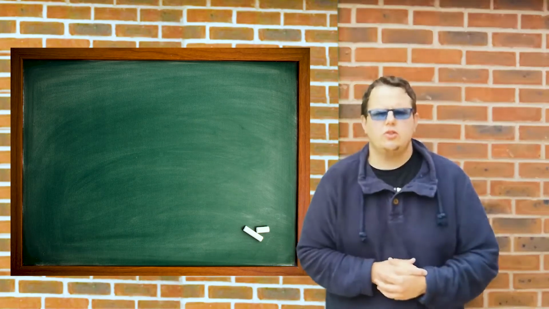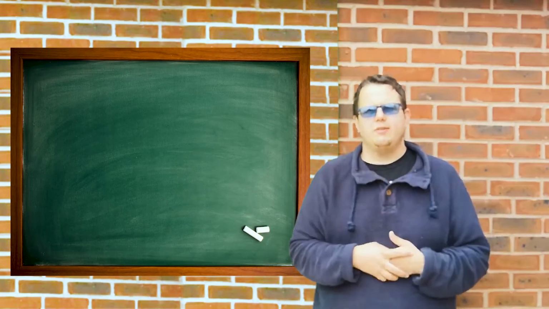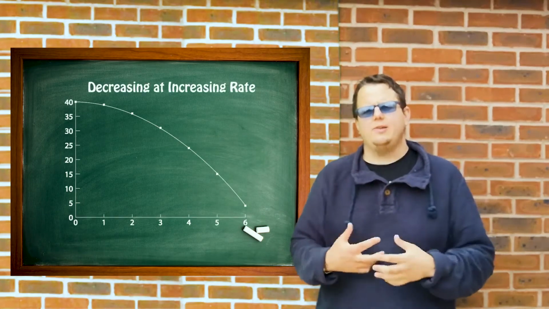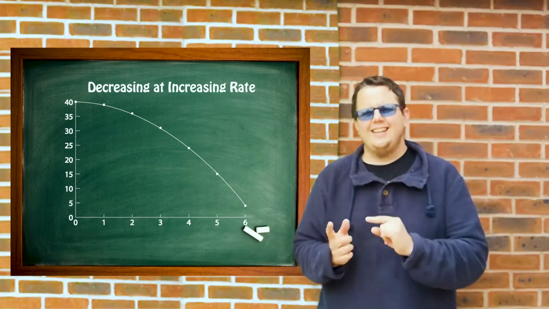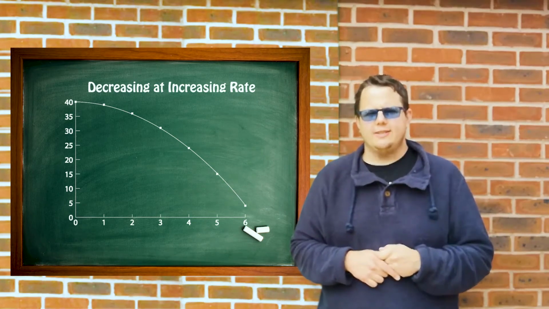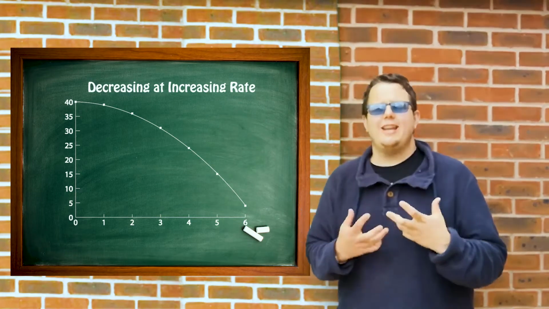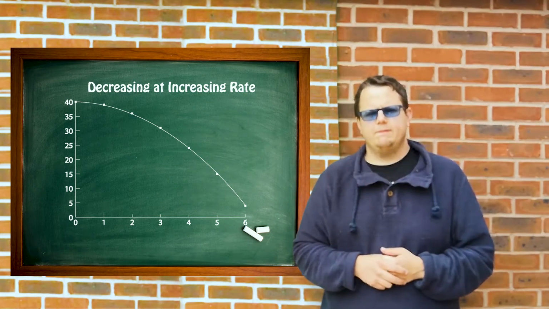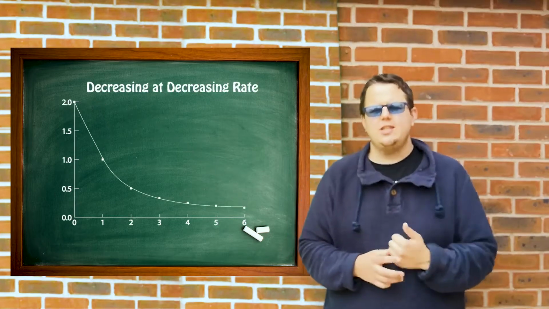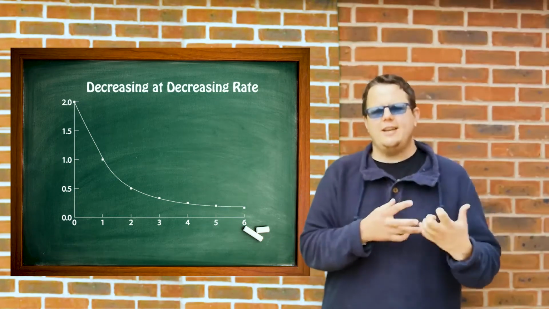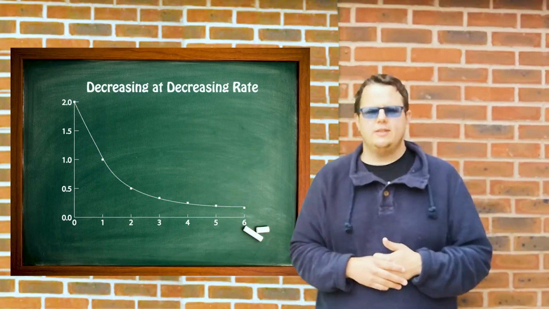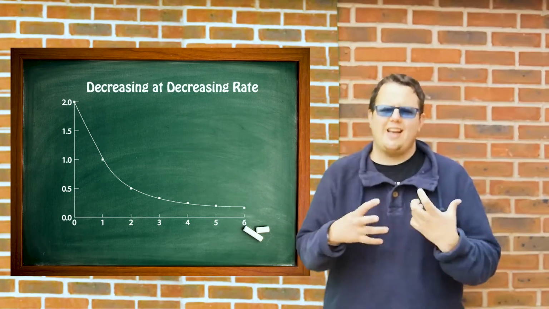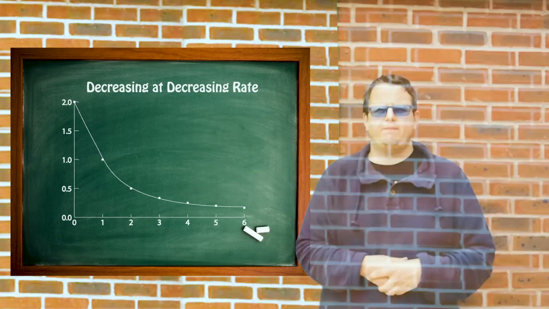Okay, our final two graph types, I'm calling them decreasing graphs. So, first one, decreasing at an increasing rate. Now, as x increases, y decreases. But for the same increase in x, y decreases by more and more as x gets bigger. And our final graph type is decreasing at a decreasing rate. As x increases, y decreases. But again, for the same increase in x, the amount y decreases by gets less and less the more x gets bigger.